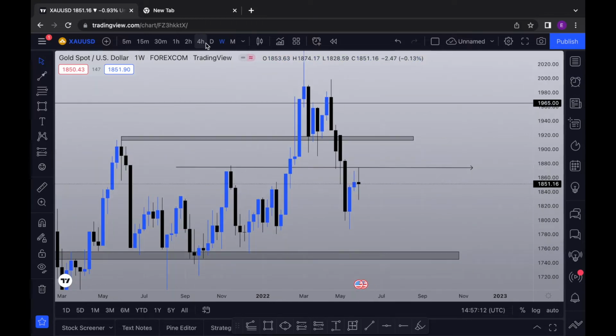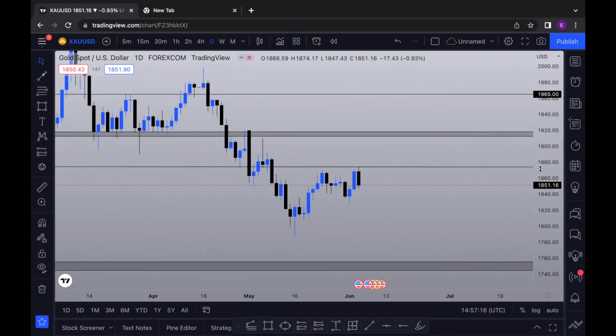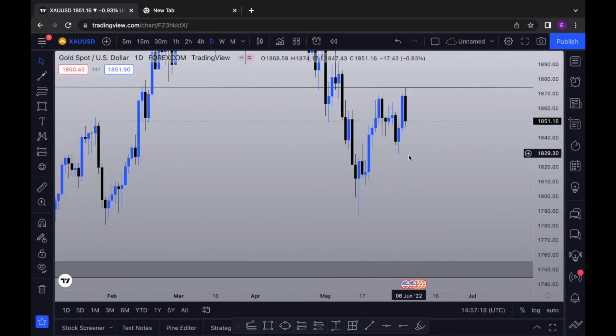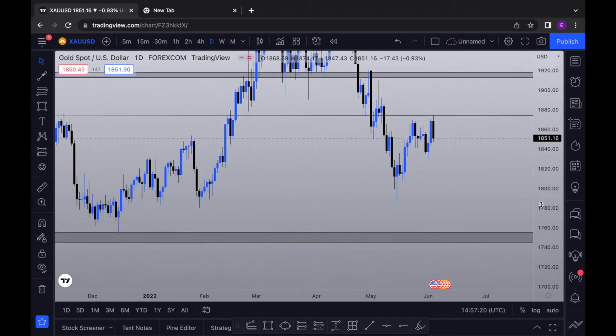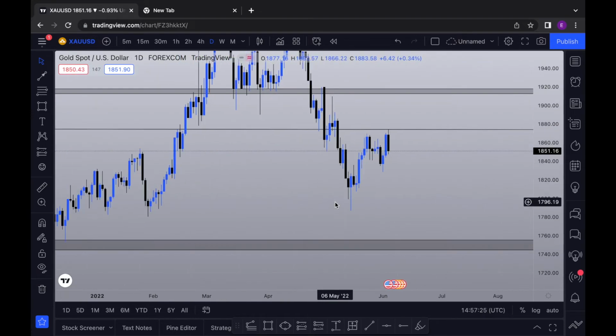Then I go to the daily time frame. What's the daily time frame looking like? On the daily time frame, you can see the market rejecting from here.